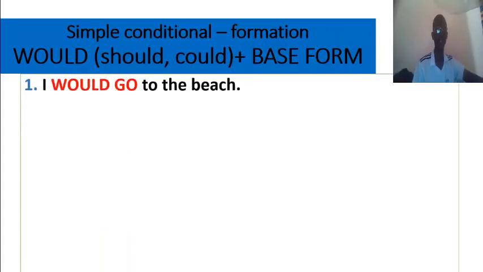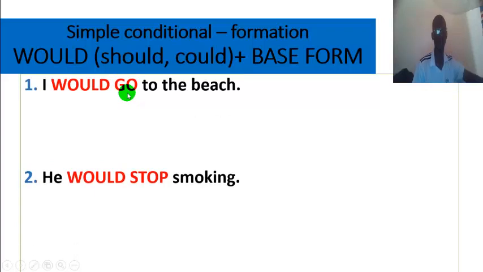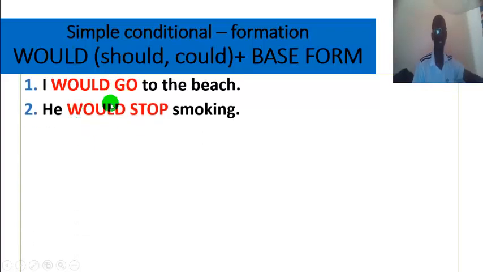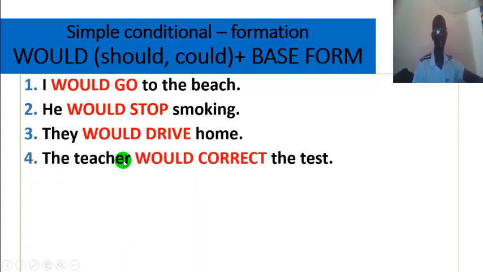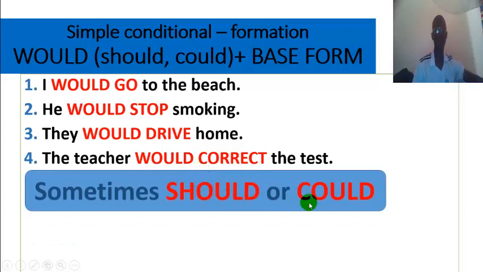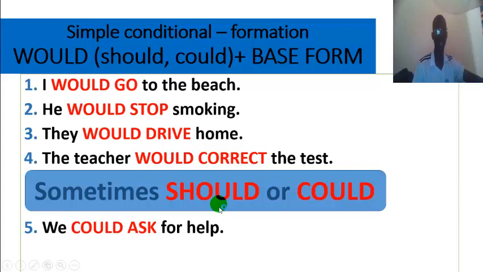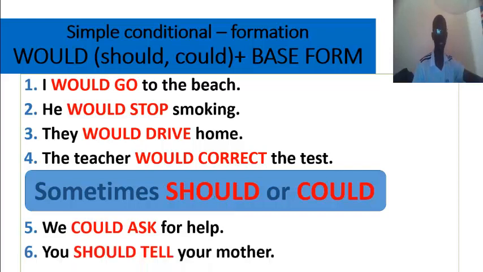I would go to the beach. Would plus go. He would stop smoking. Would plus base form stop. They would drive home. Would plus base form drive. The teacher would correct the test. Would plus base form correct. Sometimes should or could are used. Okay. Here we could ask for help. And here you should tell your mother. So both are correct, and it is the simple conditional in English.